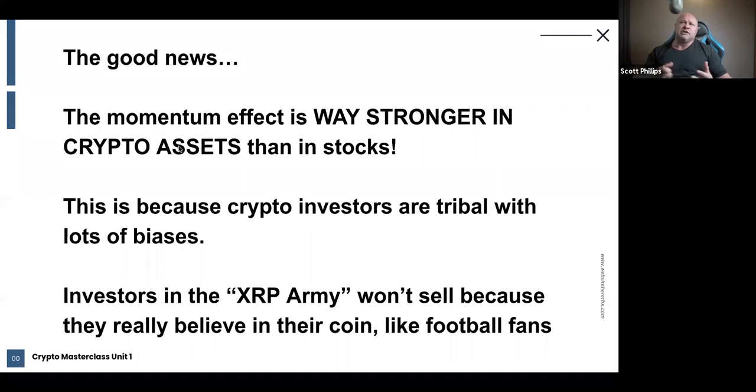So the good news is that when you test it out, the momentum effect is way, way, way stronger in crypto assets than stocks. And this is because crypto investors are really tribal and they have lots of biases. So there's these guys who call themselves the XRP army. You post anything bad about XRP on Twitter, you'll have 100 comments saying you're an idiot, you just don't understand XRP is the future of money. And they believe in that coin. They're like football fans. They're like the Millwall fans of crypto.